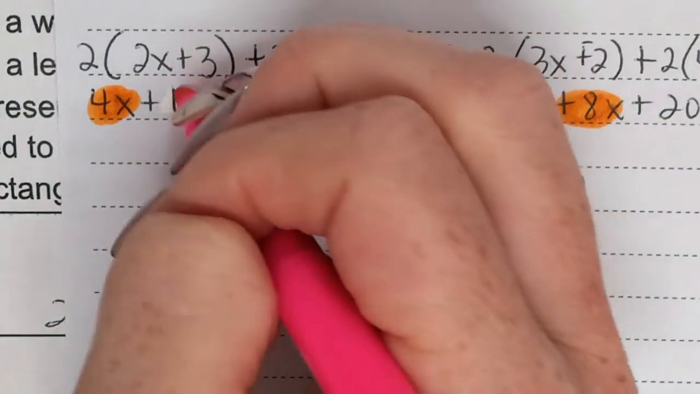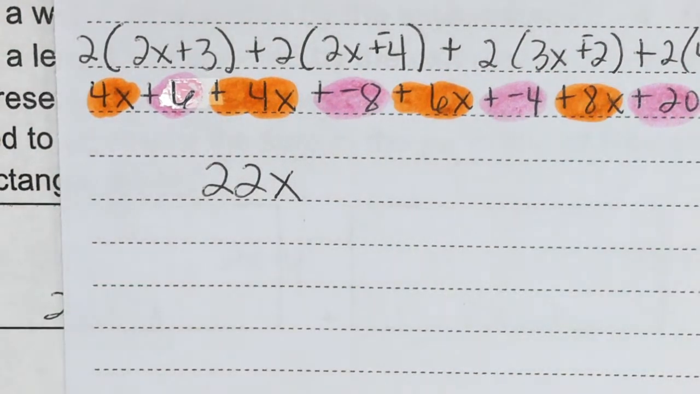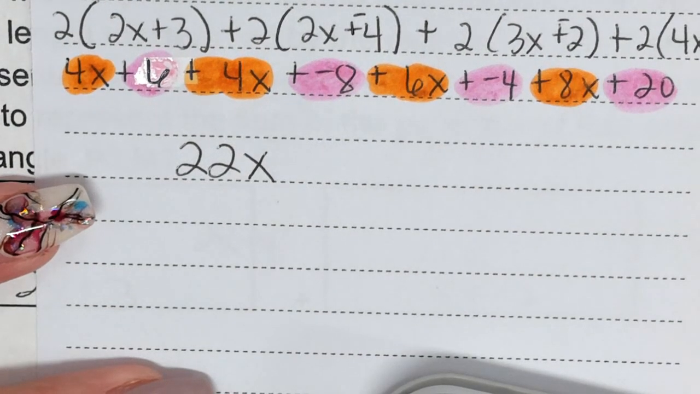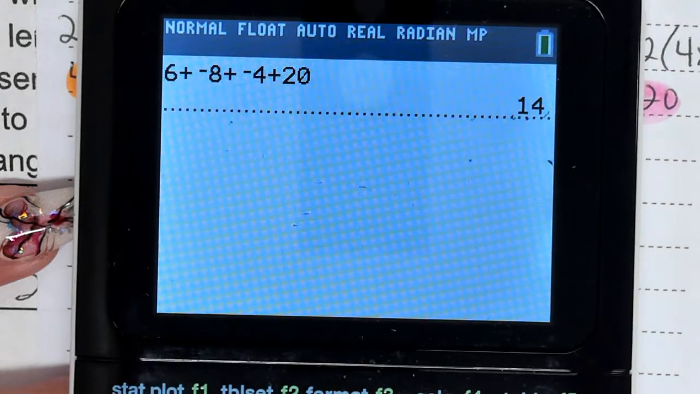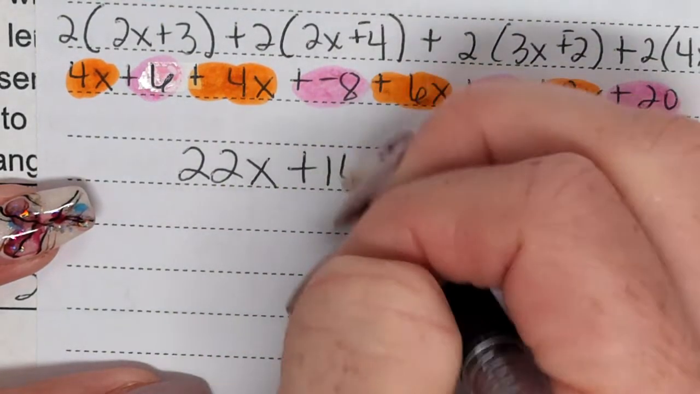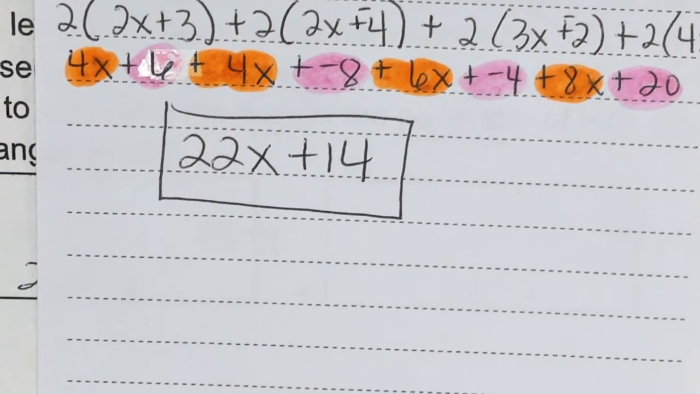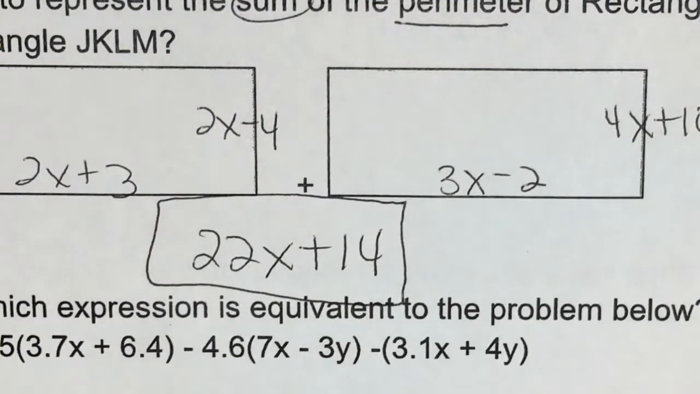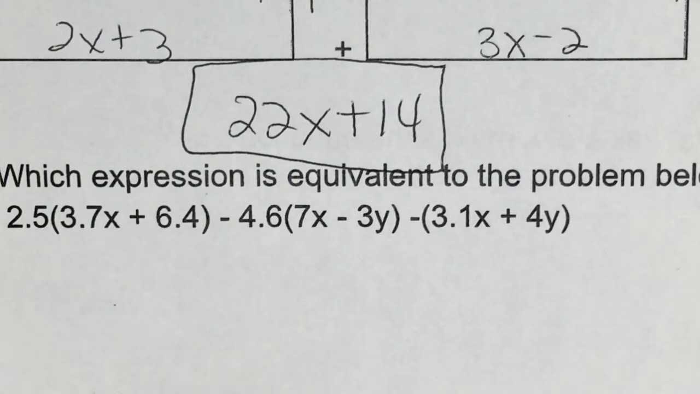Now I'm going to highlight all the regular numbers a different color. Do I have to highlight the sign in front of them? Yes. So I have 6 plus negative 8, or minus 8, plus negative 4, plus 20. And I get what? Positive 14. So plus 14. Can it be simplified any more? Nope. That's my simplified answer. So 22x plus 14. Okay, moving on. That's as simplified as it can get.